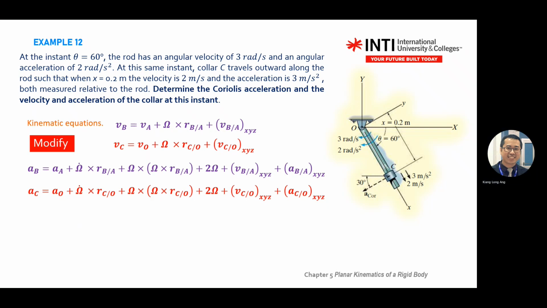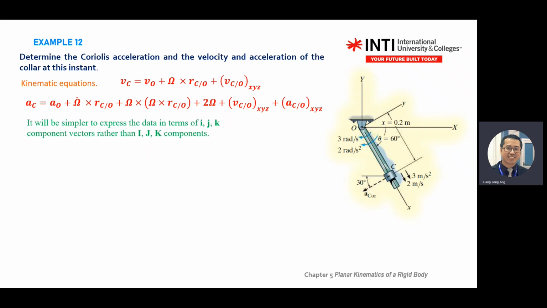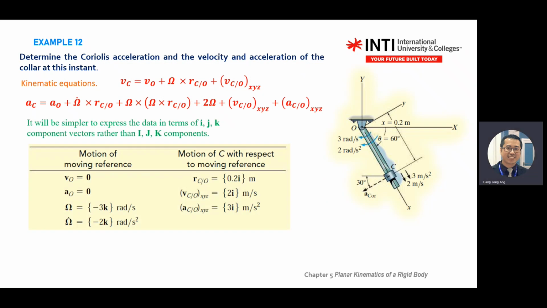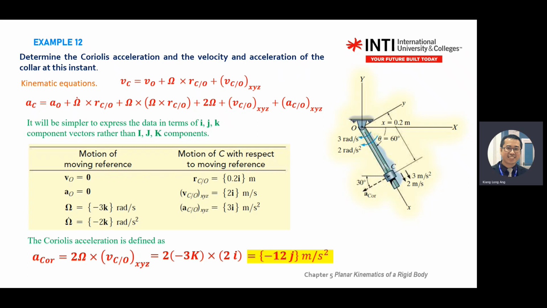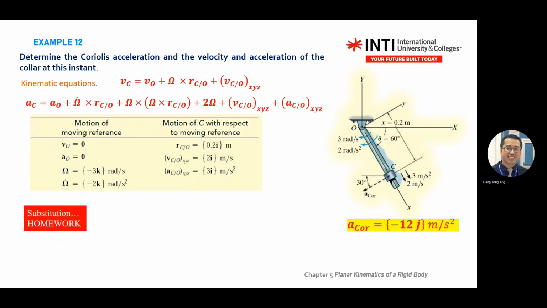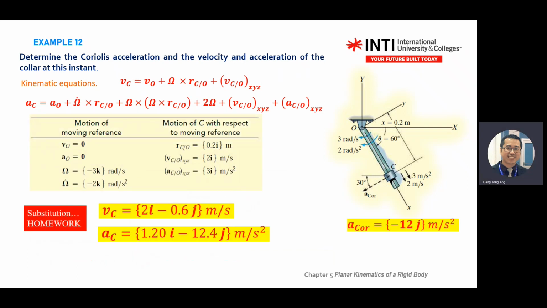The rest is the same. If this question comes out, this table will be given to you. So you just refer to this table and then substitute accordingly. This slide, you go home and read about it. Then you can find the answer.